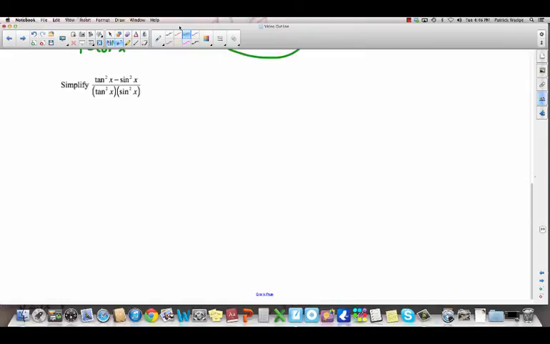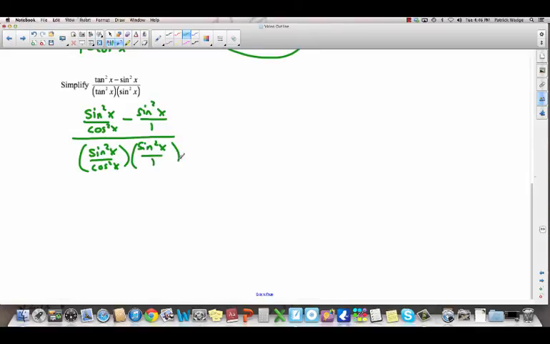Wow, this looks a little complicated. So if you get confused, I really recommend the first thing you do is switch everything to sine and cos. So tan squared x is sine squared x over cosine squared x. Then we're going to take away this sine squared x. And what's it over? Might as well put a denominator. It's over 1. All of that divided by tan squared x again, which is sine squared x over cosine squared x, and we're going to multiply that by sine squared x over 1, I suppose.